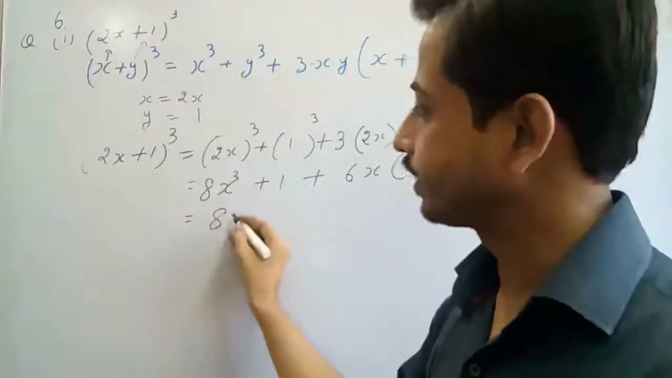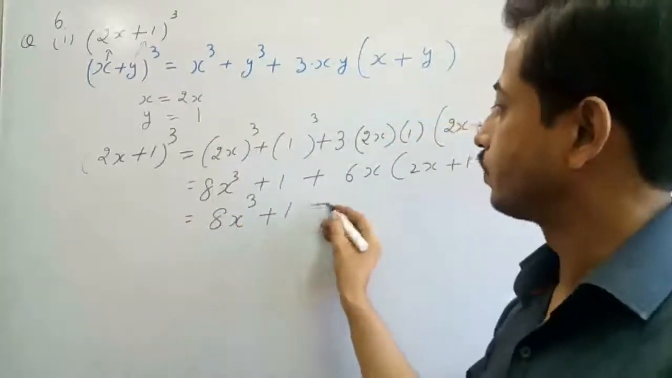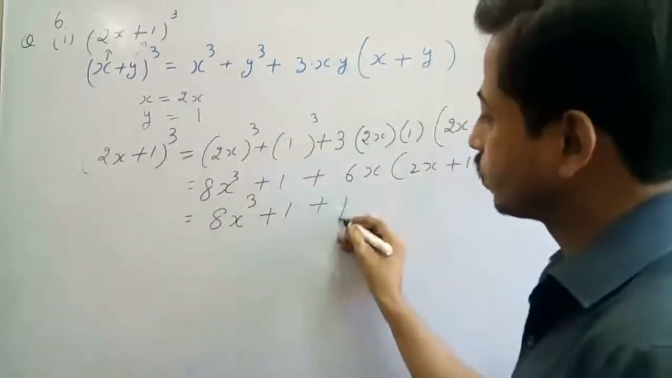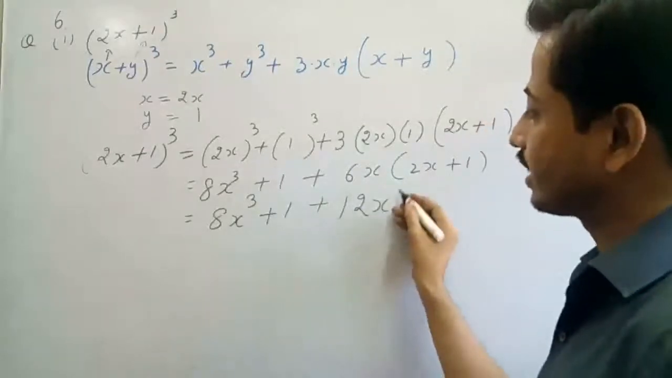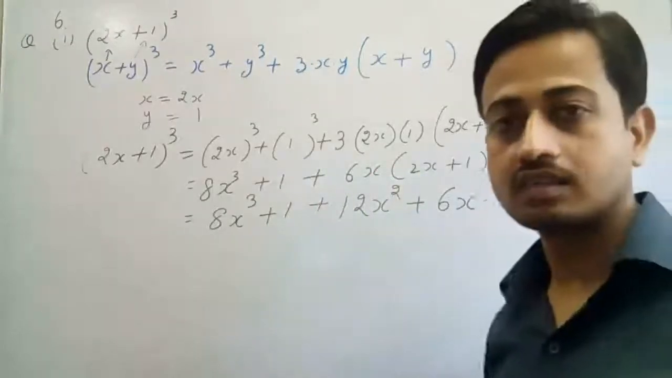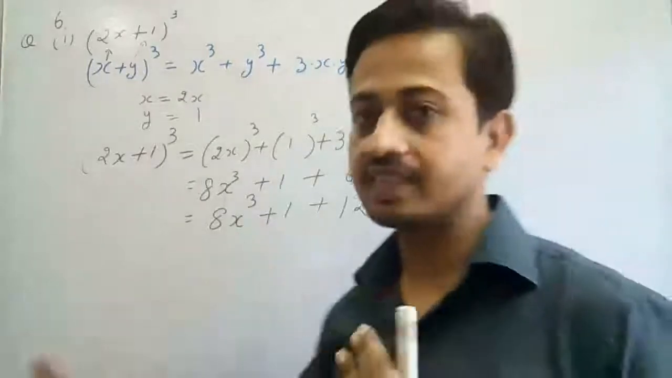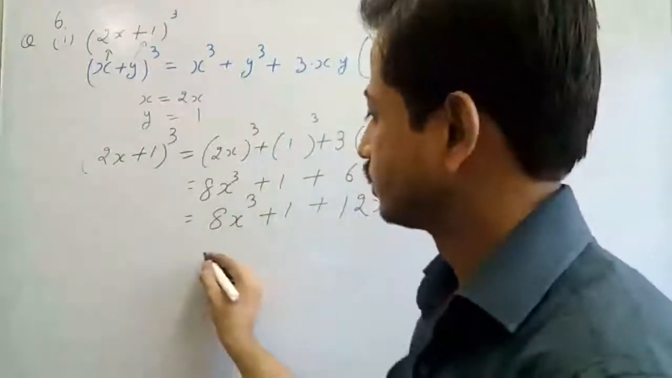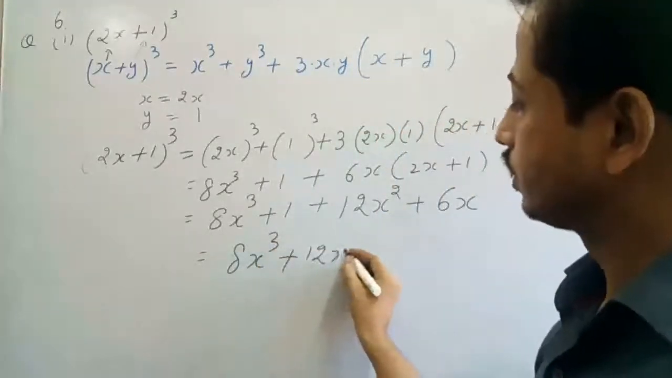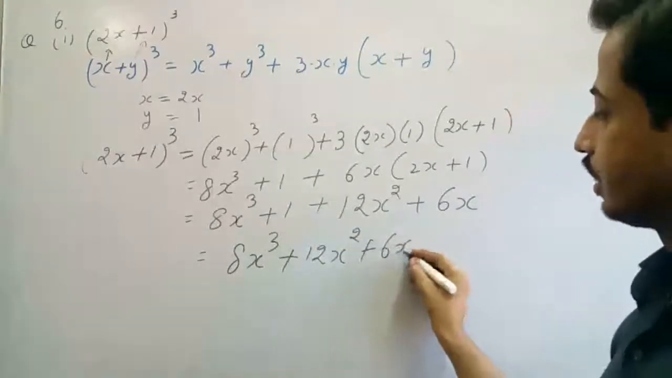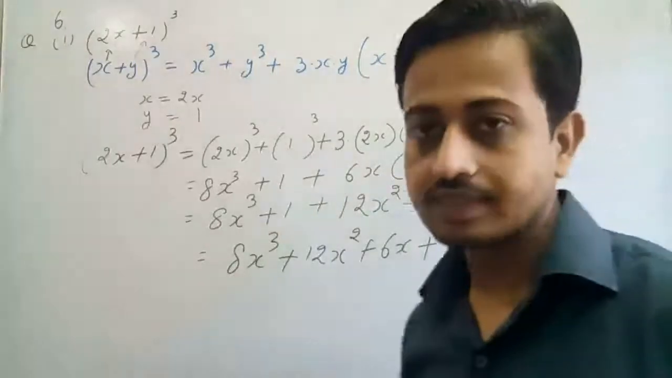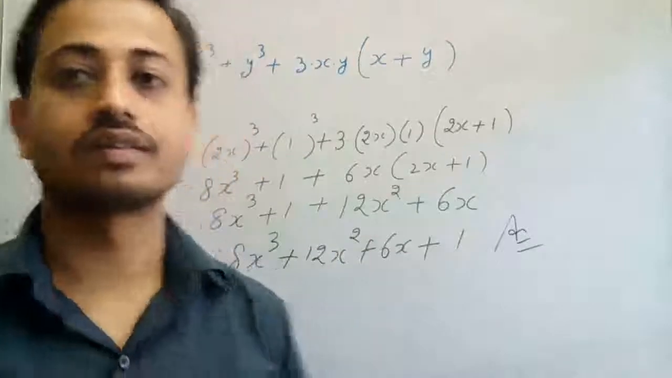Now you can also write it as 8x cube plus 1 plus, now open the bracket, 6x into 2x: 6 into 2 we get 12, x into x we get x square. Now 6x into 1 we get 6x. Now arrange the order and write it in descending or ascending order, it's your choice. So I am writing first 8x cube. Now the highest power is 12x square. Now the remaining term is 6x, and the last term we write is the constant. So this is our final answer. It's very easy. So please make a note.